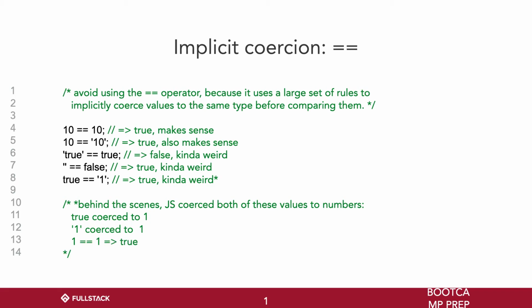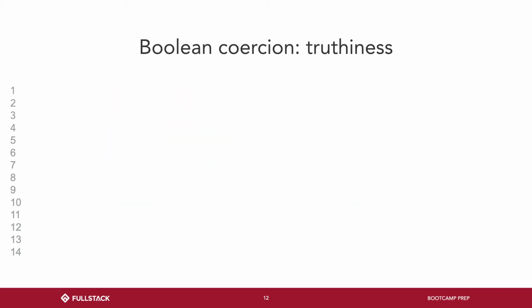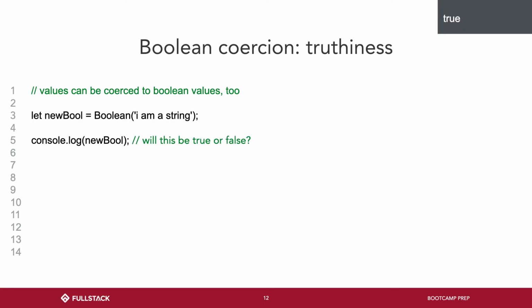Oh, wait, what is this? So, right, values can be coerced to Booleans, and this is what I was talking about before, truthiness, right? So let new Boolean equal the global Boolean object, I am a string, and you get the value true, okay? It coerces that string into a Boolean, which is true, right?